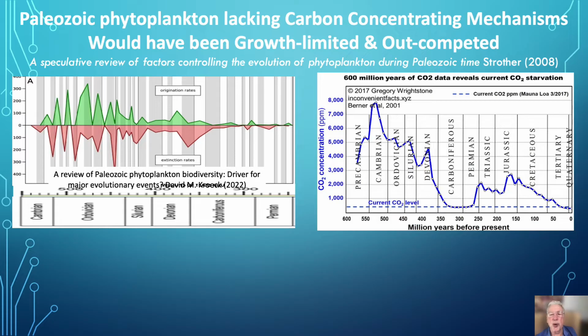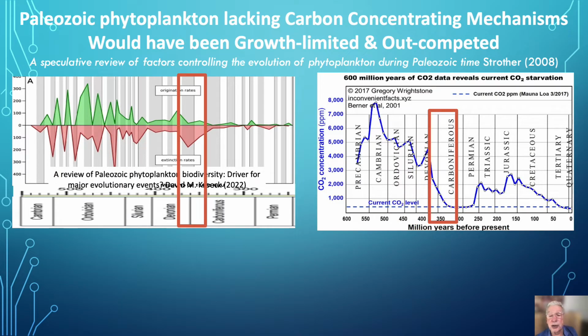There is a strong correlation with the origination of new Paleozoic phytoplankton species, illustrated in green, and the concentration of carbon dioxide seen on the right. During the Great Ordovician biodiversification event, the greatest abundance of newly evolved phytoplankton species correlated with high CO2 concentrations. New species typically also suffer higher extinction rates, illustrated in red, as they evolve to survive in niches that are still in flux.